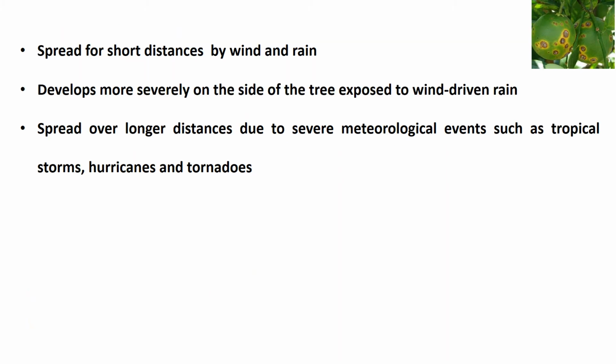Spread of this organism, the bacteria, for short distances is generally carried out by wind and rain. And since it is carried by wind and rain, the disease develops more severely on the side of the tree which is exposed to wind-driven rain. The disease spread over longer distances occurs due to severe meteorological events such as tropical storms, hurricanes, tornadoes, etc.